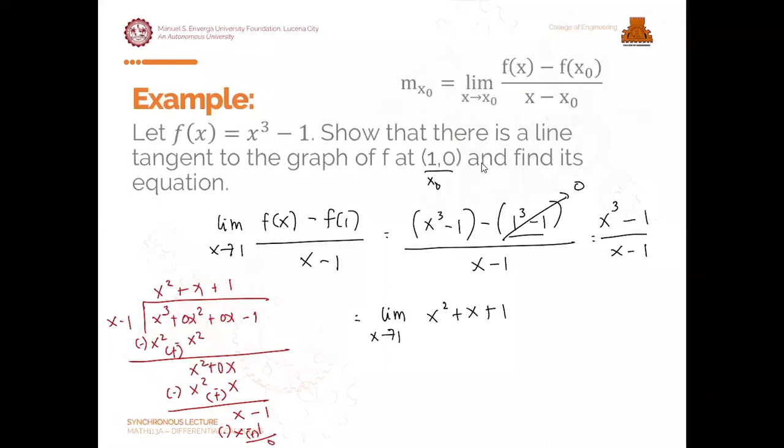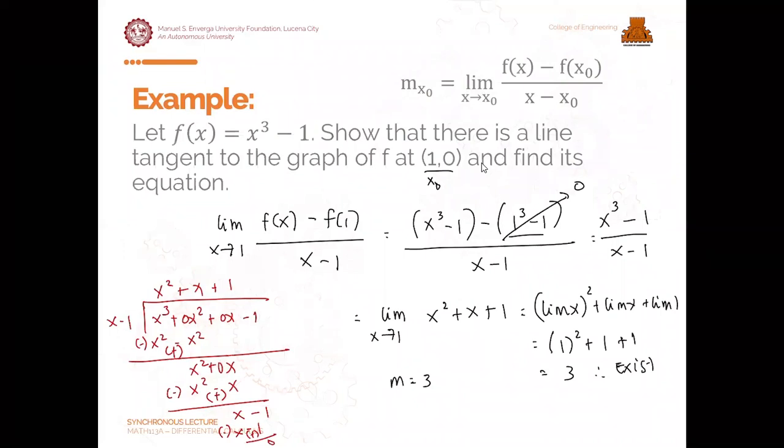Okay? Then, apply natin yung limit theorems. So, we have limit of x squared plus limit of x plus limit of 1. Then, dito will be 1 squared plus 1 plus 1. So, this will be 3. So, therefore, nag-exist yung limit. Once na nag-exist siya, ibig sabihin yung slope natin is equals to 3.